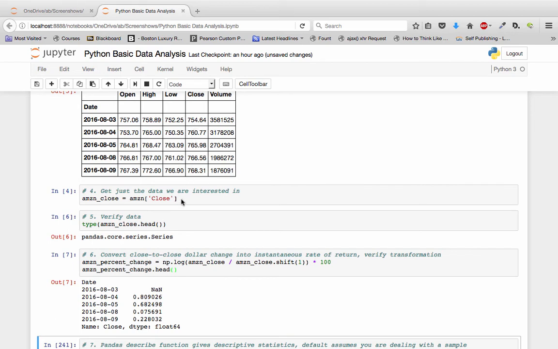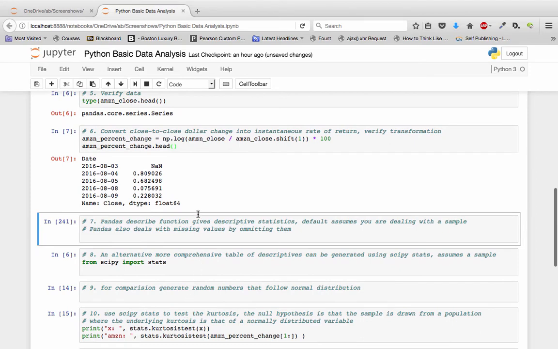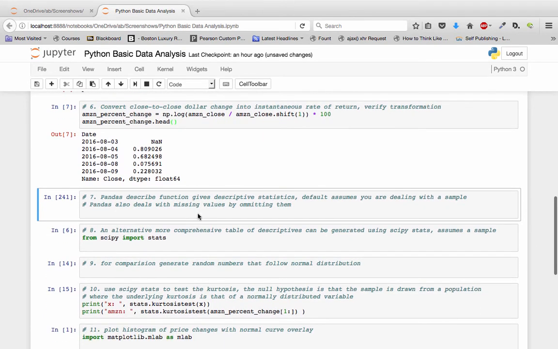If we just look at this, we can see that it went up around $6, and around $6 on a $750 stock is about a 0.81% change. This is an instantaneous rate of return, so it's a compounding rate of return. All right, so we have the data that we want to work with.